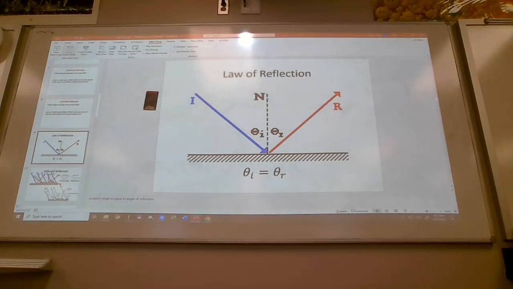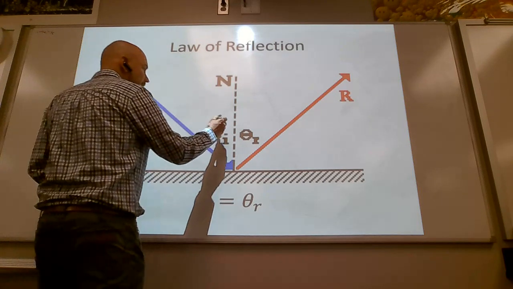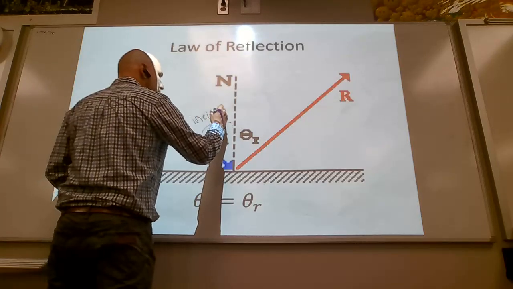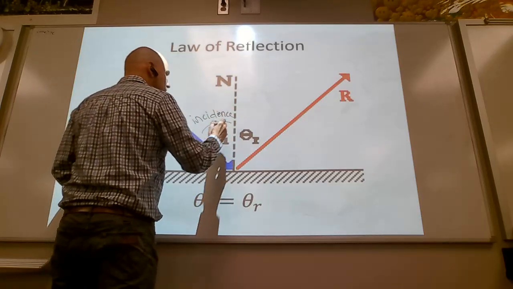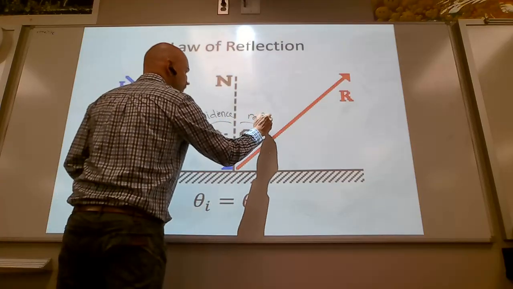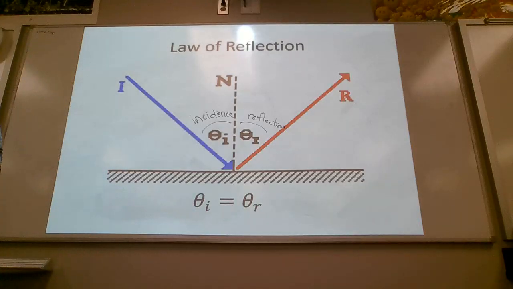So, law of reflection. The angle in is equal to the angle out. More specifically, the angle of incidence is equal to the angle of reflection. Angle of incidence is equal to the angle of reflection. Okay.